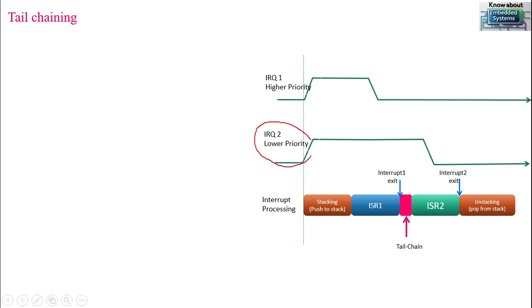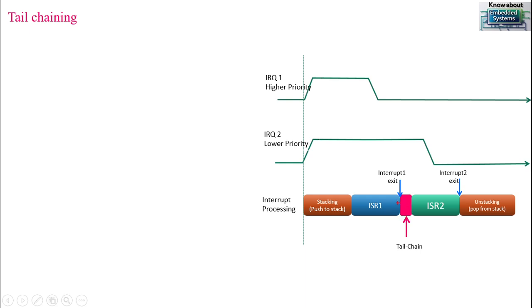When IRQ1 is requested with a higher priority, even if IRQ2 is also there, it will be in the pending state. IRQ2 will be in the pending state, and IRQ1 will enter into the execution state. Before starting the execution, IRQ1 will perform some stacking process. It will save the context into the stack. This is called the stacking process, and the processor will execute ISR1.